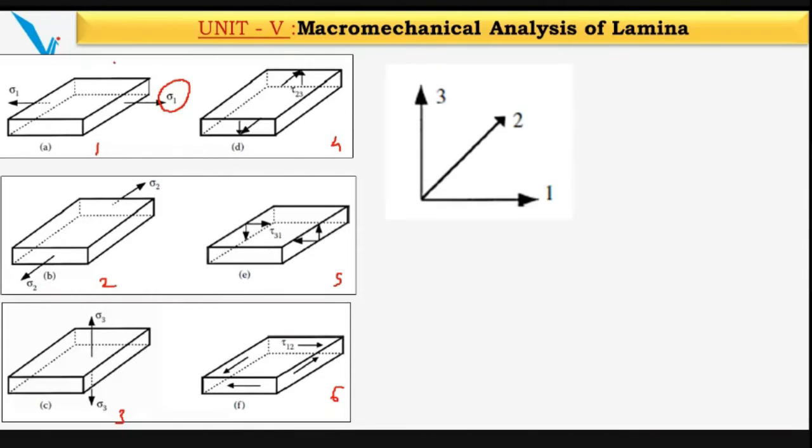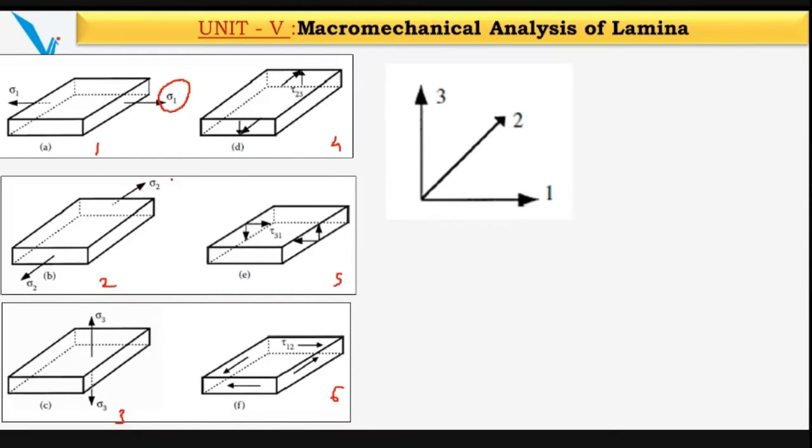At the same time, no shear force is also applied. Means only the normal force perpendicular to this plane, sigma 1, will be induced in this particular test. Okay, and then we'll find out the stress-strain relation. In the second test, we'll keep sigma 1 and sigma 3 as 0. At the same time, all the shear stress components are 0, and we'll apply only sigma 2.